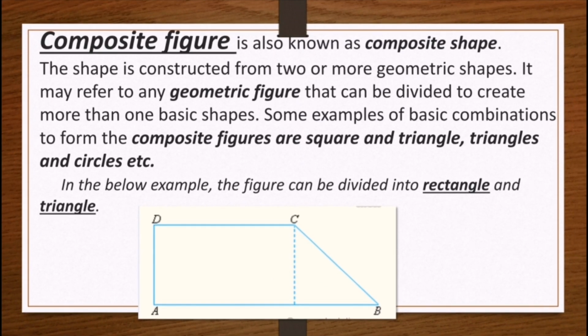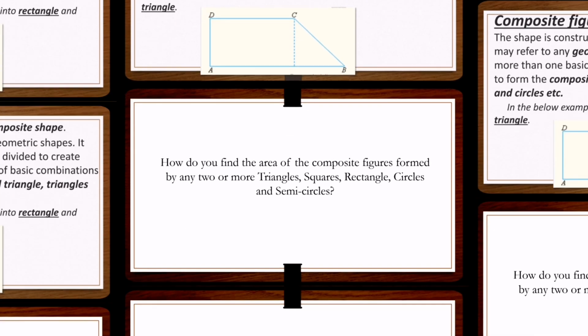Now, composite figure. Composite figure is also known as composite shape. The shape is constructed from two or more geometric shapes. It may refer to any geometric figure that can be divided to create more than one basic shape. Some examples of basic combinations to form the composite figures are squares and triangles, triangles and circles, etc. In the below example, the figure can be divided into rectangle and triangle.